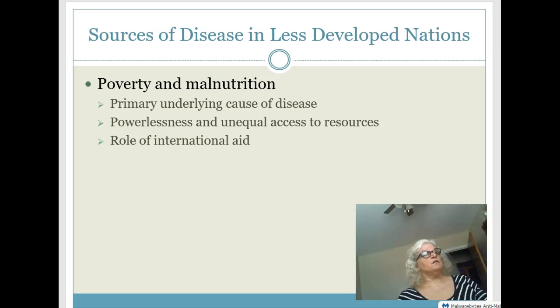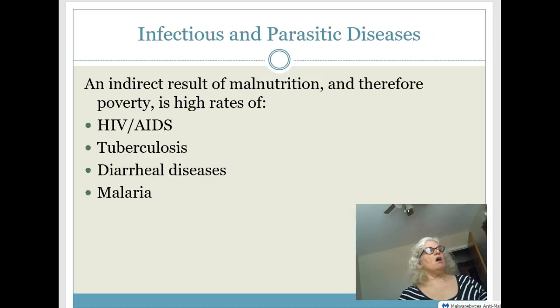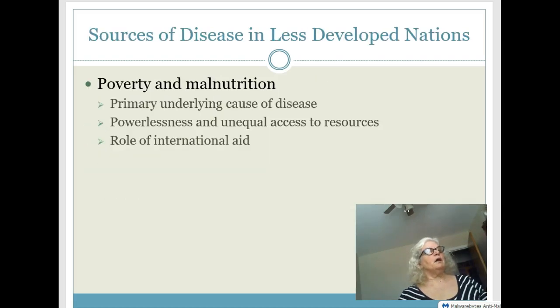So what's the source of disease in less developed nations? Well, each nation is different. We're highly exposed to some of these issues because of globalization, and understanding that globalization can be a positive for us as well as a negative. But the issues that primarily underlie diseases are the powerlessness of the individuals, the unequal access to resources, that comes into play.